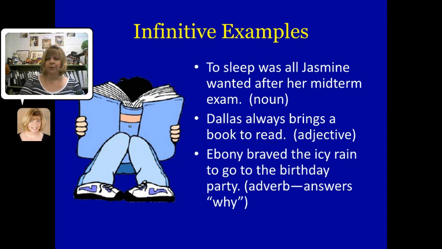In the next one, Ebony braved the icy rain to go to the birthday party. Here you have again to, followed by the simple form of the verb go. It tells you why. Why on earth would Ebony go out into the icy rain? She's doing it because she wants to go to the birthday party. And in that case, this infinitive would be considered an adverb in this sentence. So as always, what you're looking for is the job that the word is doing in the sentence to figure out what part of speech it's acting as.